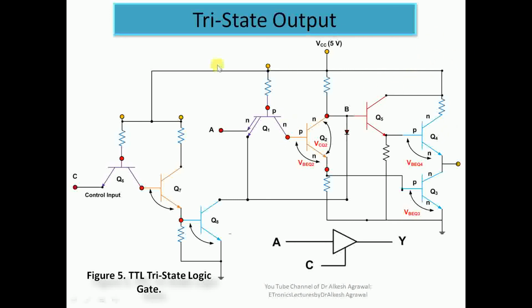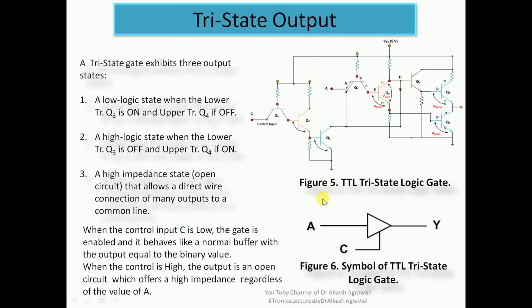So this is somewhat complex in nature. Now this control unit, or control input, controls the functioning of the main unit. How? These are certain facts about this tri-state logic. First of all, we will see why it is called tri-state output. Because we have three different output conditions.